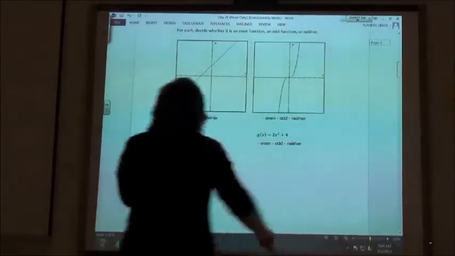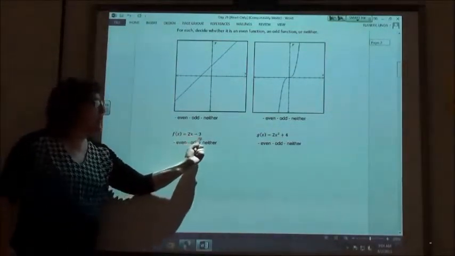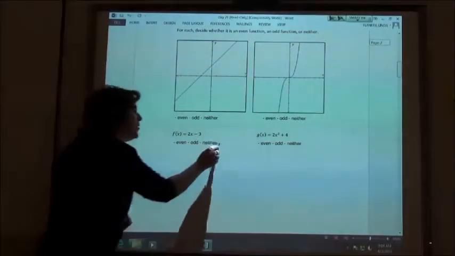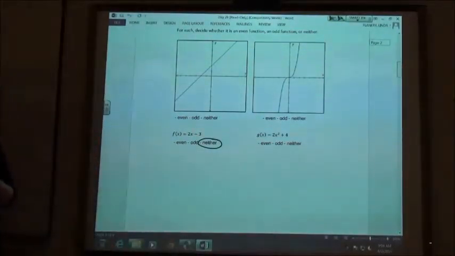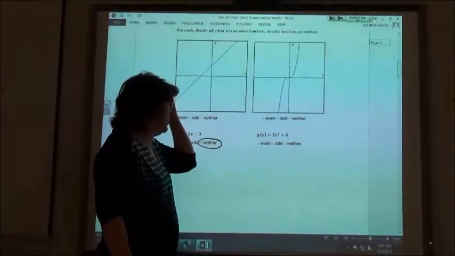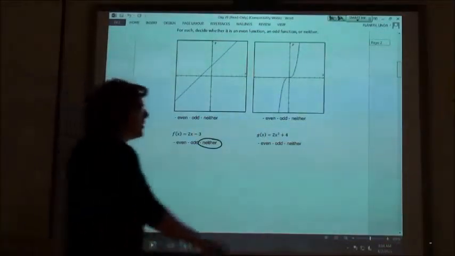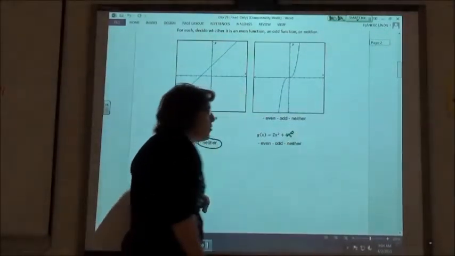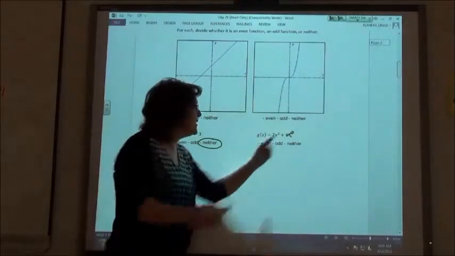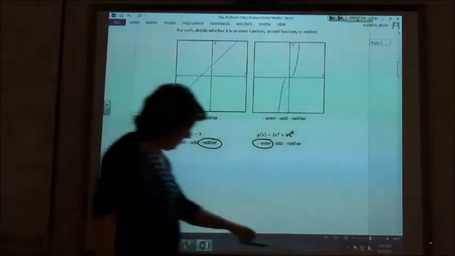How about this equation, f of x equals 2x minus 3? What's that mean? I'd say neither. That is neither, right, because this has an odd exponent, this technically has an even exponent. So it's going to be neither because it has both. How about the 2x squared plus 4? It's going to be even? That is even, because remember this means I have x to the 0, and 0 counts as an even number. So it has a 2 and a 0. Both of them are even.